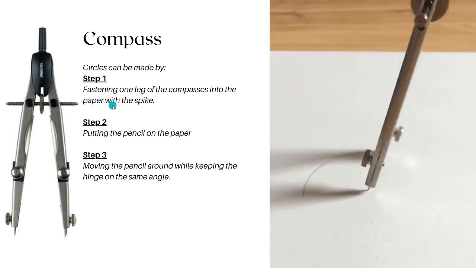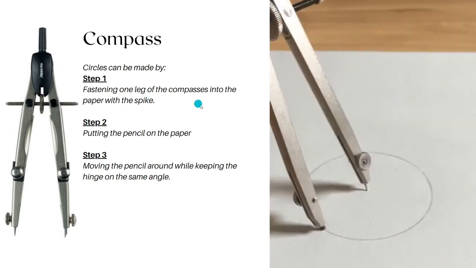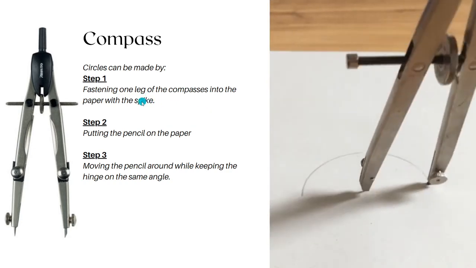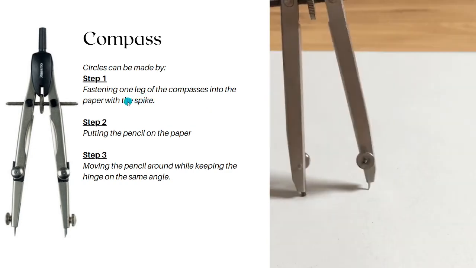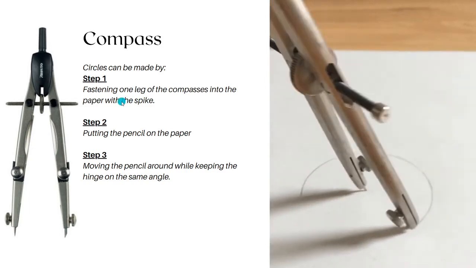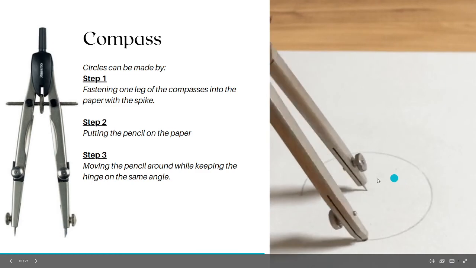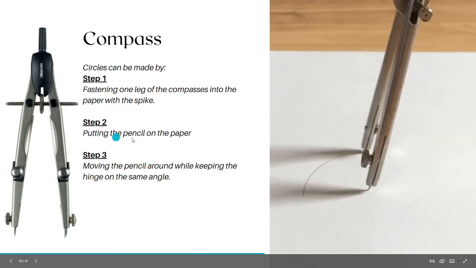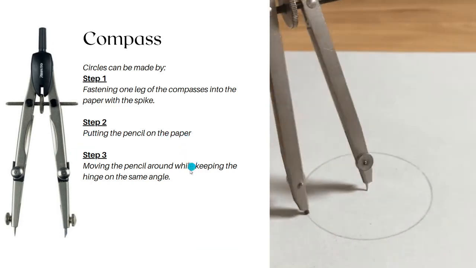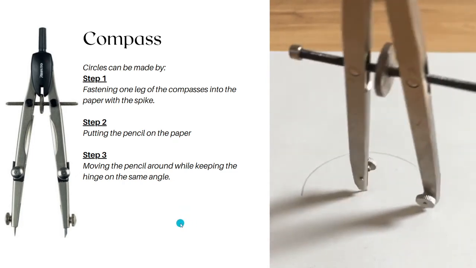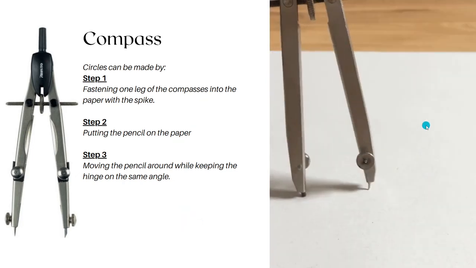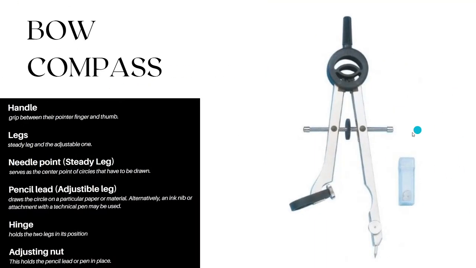So first, we would fasten one leg of the compass into the paper with the spike. So atong i-fix ang hinge una, atong spike. Then put the pencil on the paper, then move the pencil around, keeping the hinge at the same angle. Okay, that's how easy it is to use a compass.